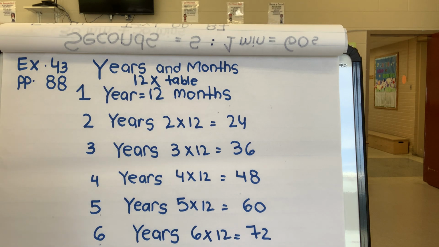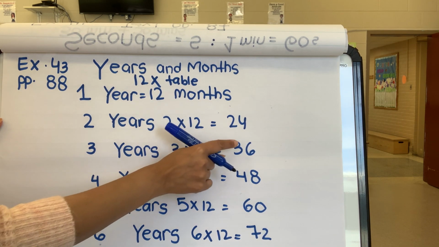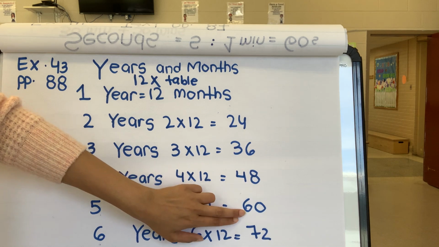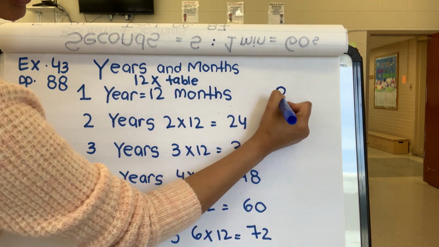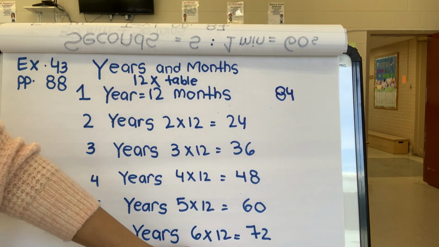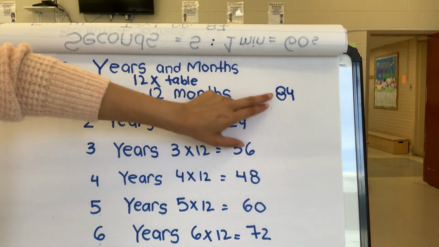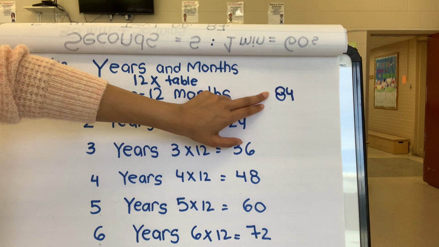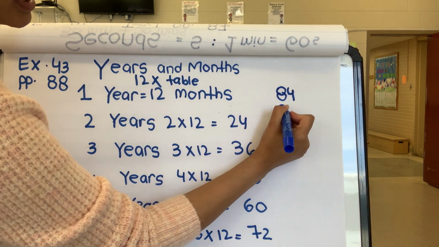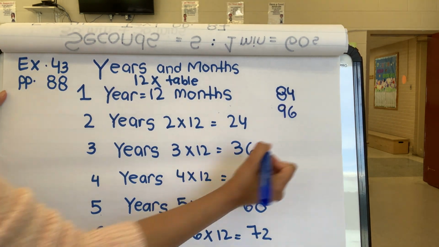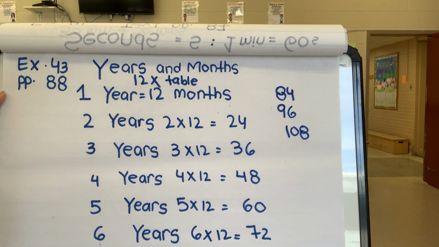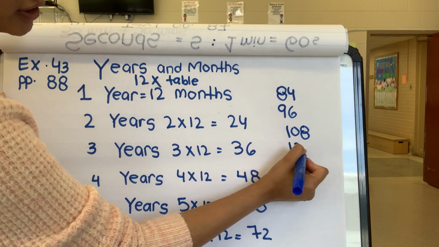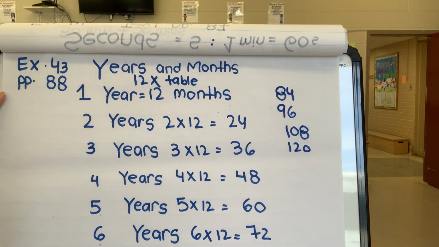The multiples of the 12 times table are 24, 36, 48, 60, 72, 84. I don't have space, you won't be able to see, therefore I'm writing it right up here. 84, 96, 108, and finally 12 times 10 gives us 120. So that is the 12 times table.